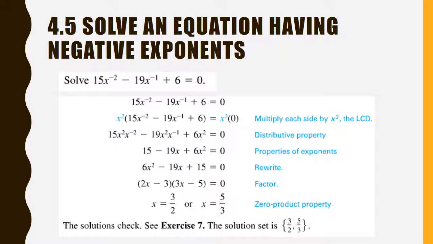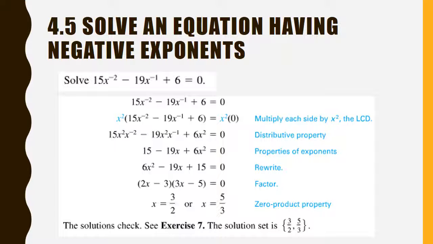Now, as I said, you can rewrite this as fractions. The book didn't quite take this approach. If you rewrite it as fractions, you would have 15/x² - 19/x + 6 = 0. You would then multiply everything by x² to get rid of the denominator. And in doing that, you would end up with what ultimately the book ends up with, which is 15 - 19x + 6x². What they did is they said, well, if I multiply both sides by x², then that's going to take care of the negative powers.